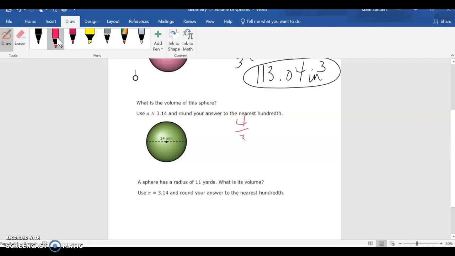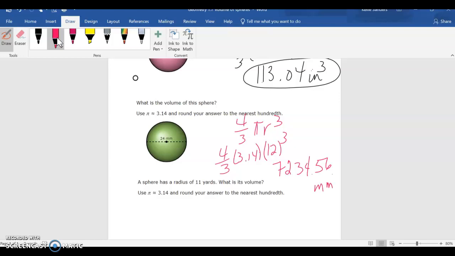So 4/3 pi r cubed, 4/3 3.14. Radius is not 24, it is 12. 7234.56 millimeters cubed.